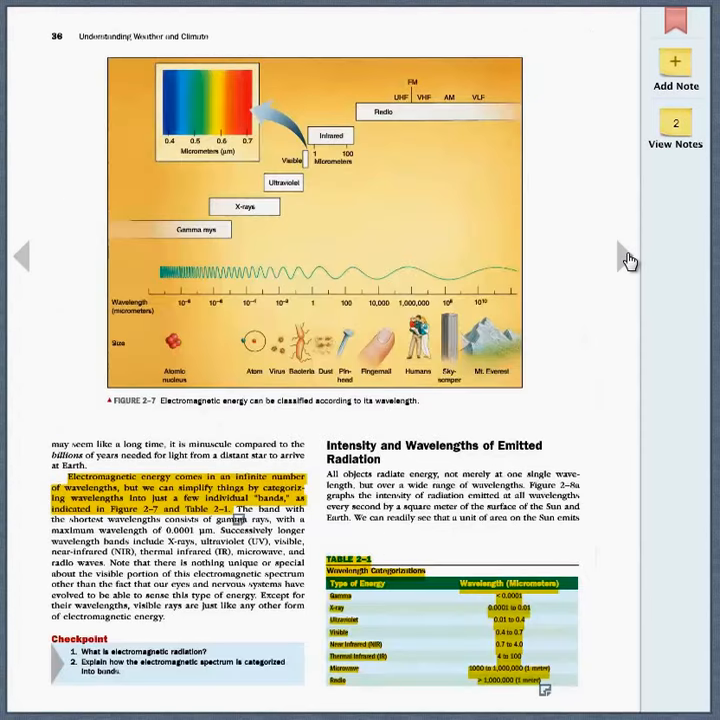Moving on to page 35, we're talking about EMR. You need to know that all things emit. It says electromagnetic radiation, or energy, comes in an infinite number of wavelengths, but we can simplify things by categorizing wavelengths into just a few individual bands, as indicated in figure 2.7 and table 2.1. So you want to take a look at figure 2.7 here, but really pay attention to these types of energy that are discussed down here in table 2-1.